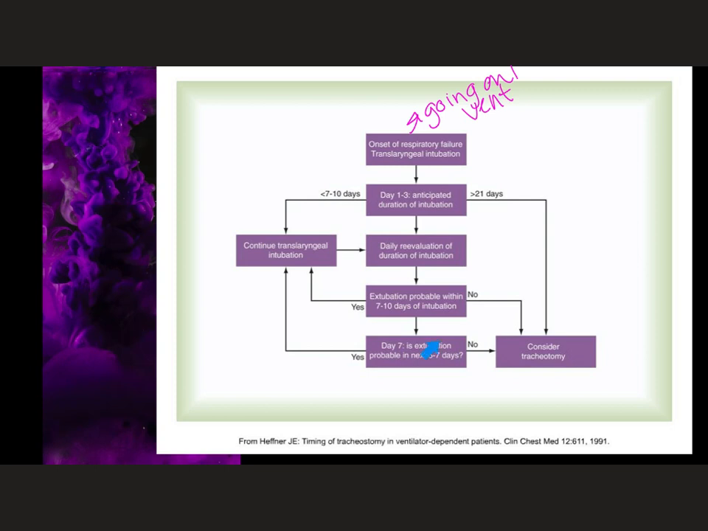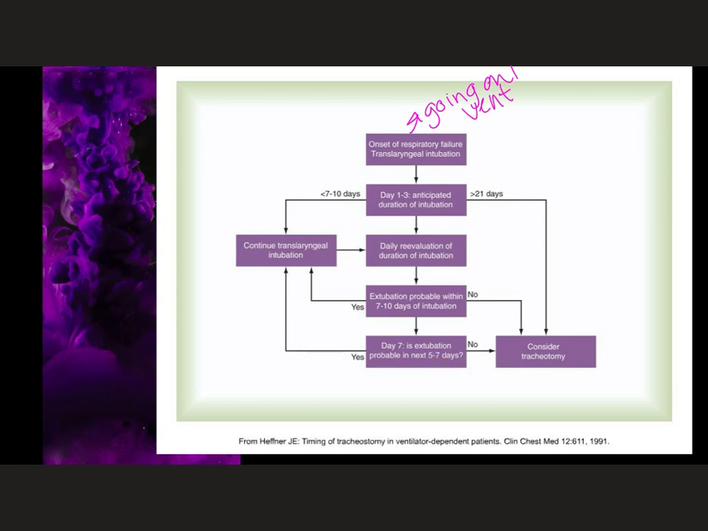Now we're at day 7. Is extubation possible within the next 5 to 7 days? Yeah, it's okay. So we're at the end. We have this severe asthmatic, and we didn't want to put her on the vent. She's been on it a week, but you know what? She's been on different modes of ventilation, and so she's weaning, and we think we're going to be able to take out that tube.